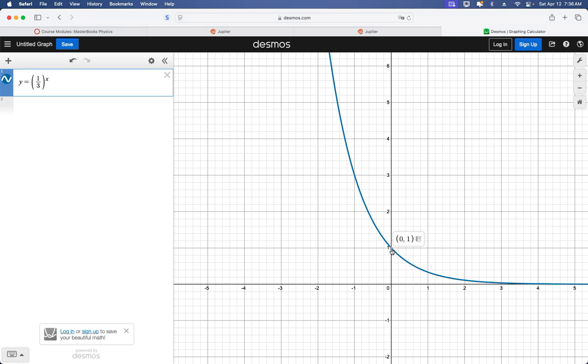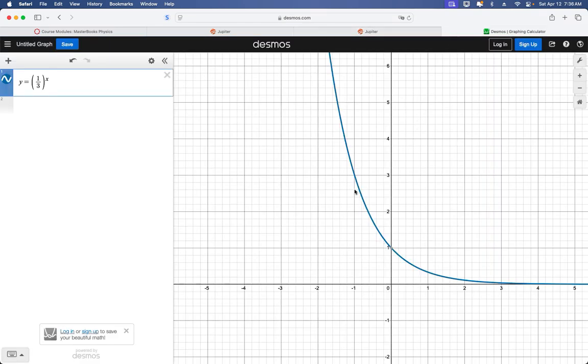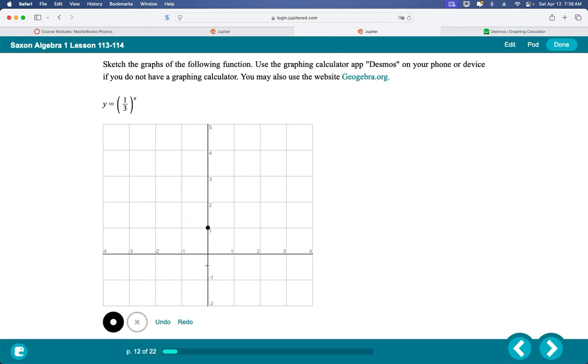So you can see it crosses again at the 0, 1. So I'm going to go look over here and find the 0, 1. And then I'm going to look and see where it crosses. It crosses at the -1, 3, right? -1 on the X, 3 on the Y. So I go over here and I find -1, 3.